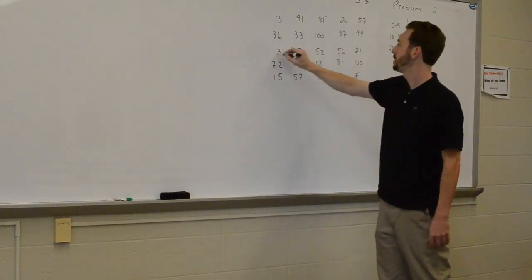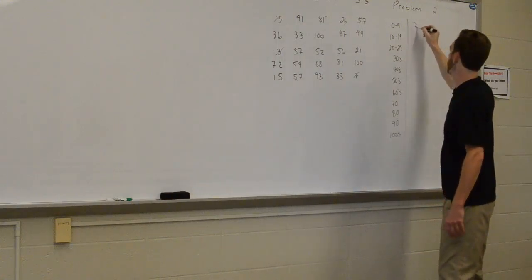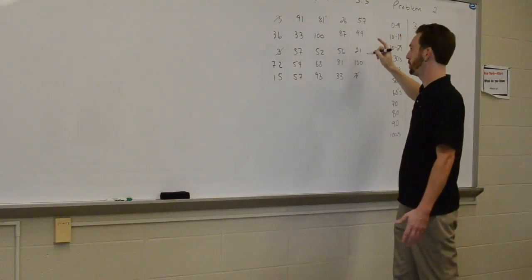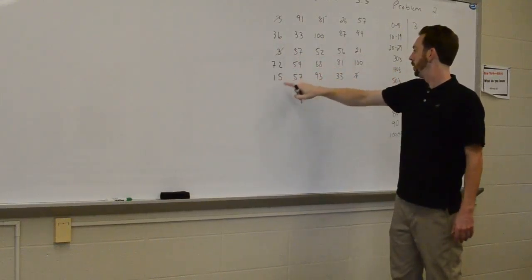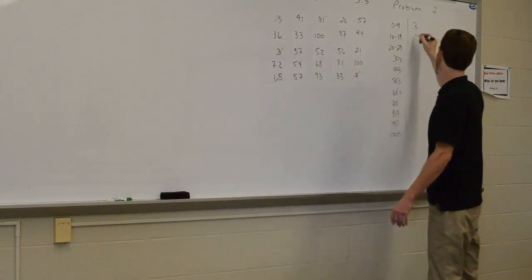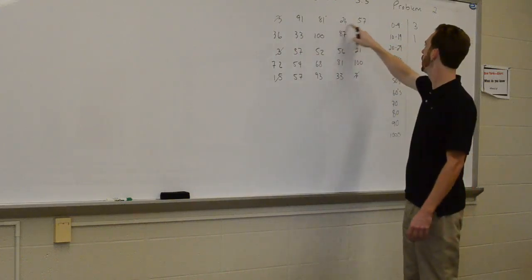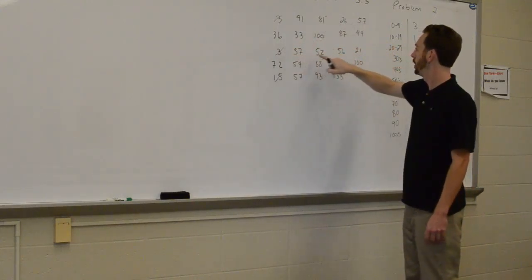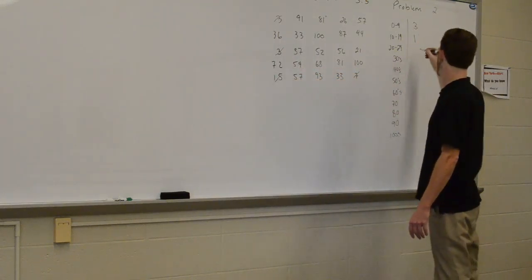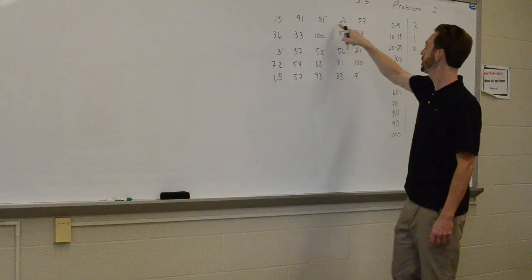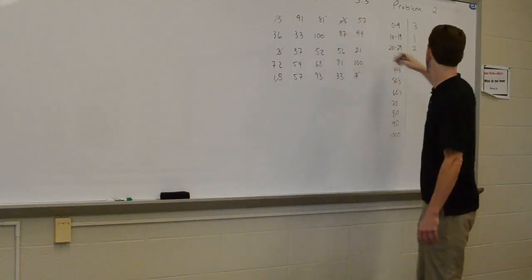So we have 7, 3, and 3. That's 3 numbers. 10 to 19, any numbers between 10 and 19. So we have one number between 10 and 19. 20 to 29, 1, 2 numbers.